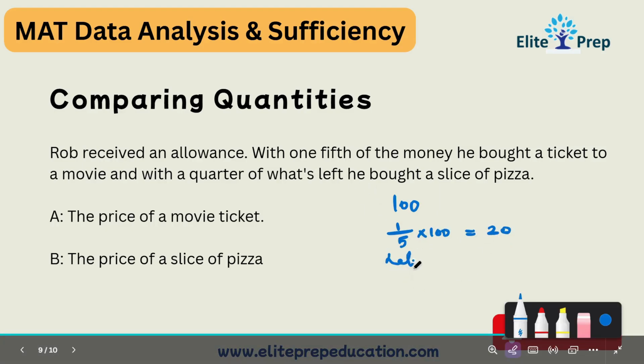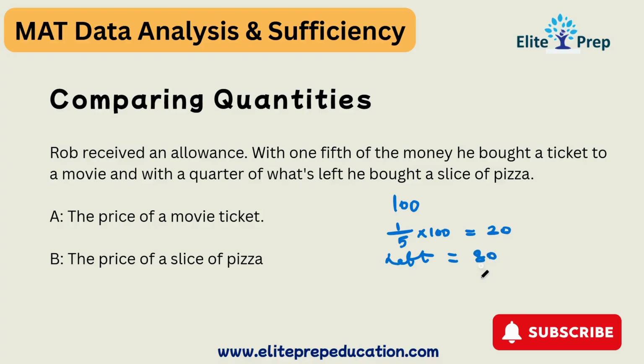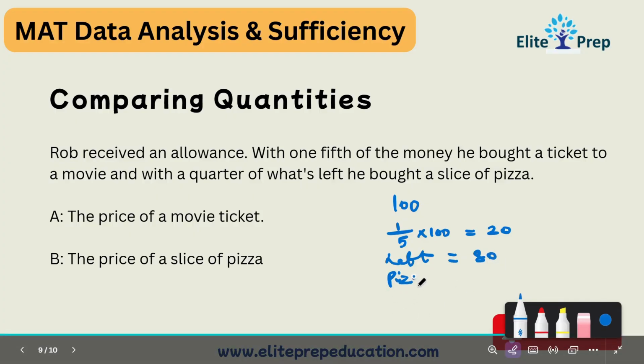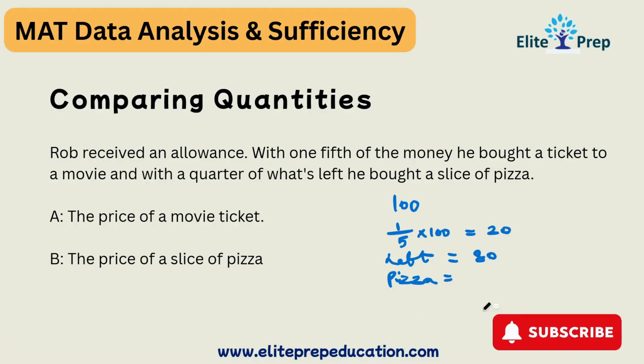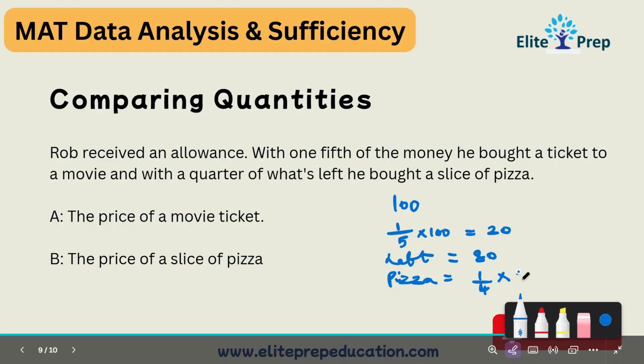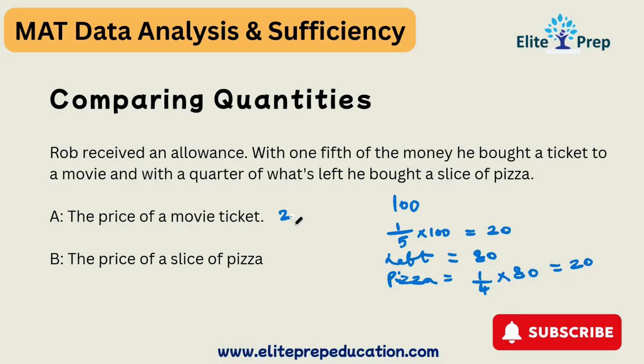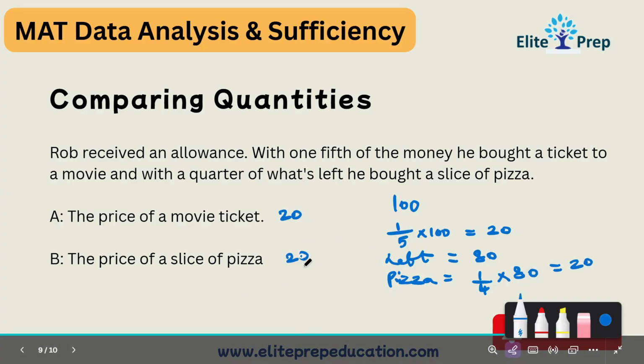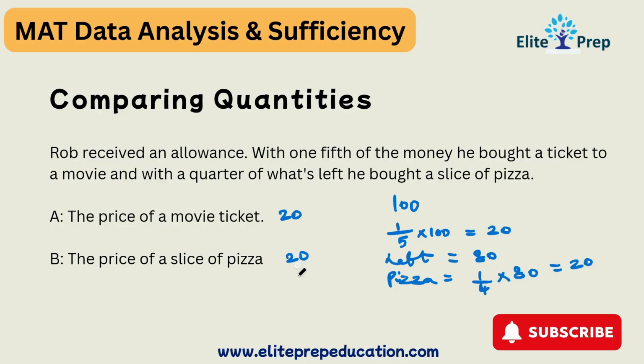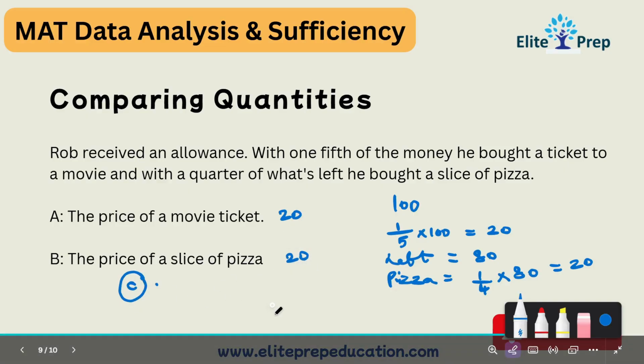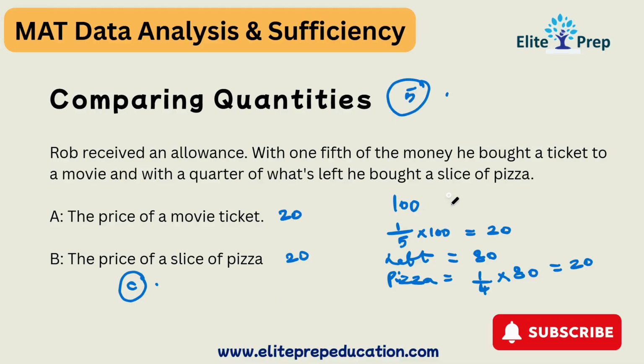Now to find out how much is left: what is left is 80. Of that, for pizza, how much he spent is one quarter, meaning 1/4 of what is left. So 1/4 of 80 is 20. So the movie ticket is 20 and the slice of pizza is also 20, which means both are equal. Equal means the answer is C. This is how you have to solve comparing quantities questions. Never miss these 5 questions, because these are the easy ones compared to all the other things in this section.